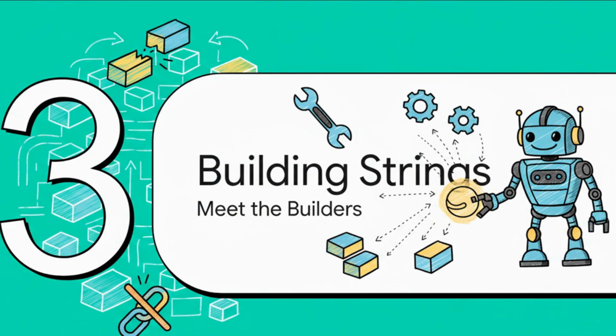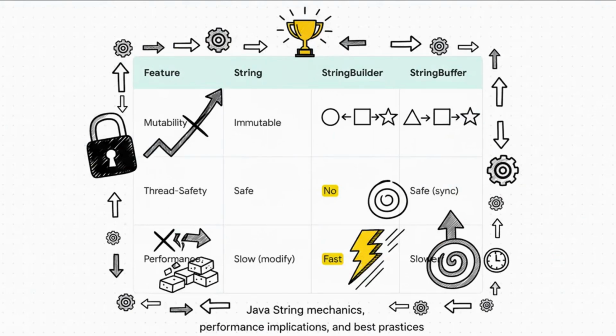So let's talk about how to build strings the right way so you never fall into that nasty concatenation trap ever again. This little table breaks it all down. See, unlike the String class, StringBuilder and StringBuffer are mutable. They're designed to be changed.